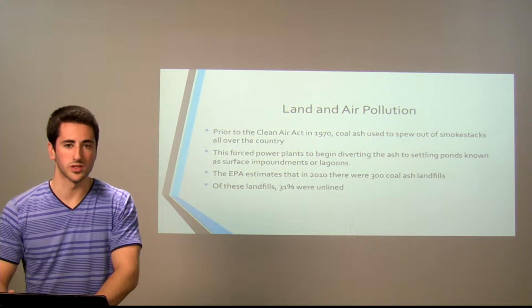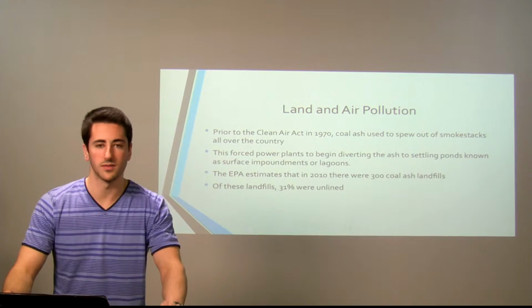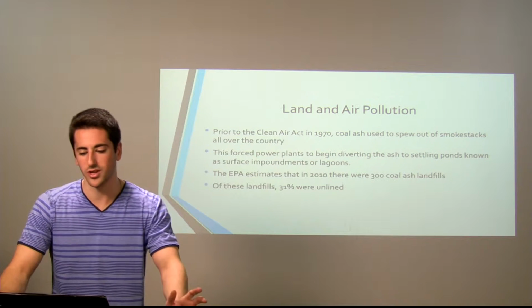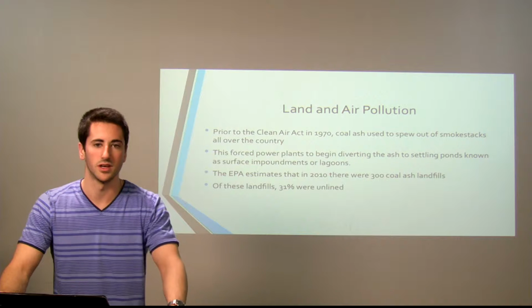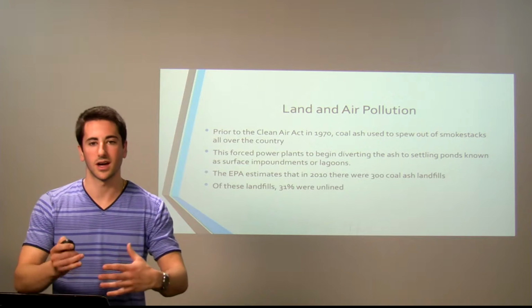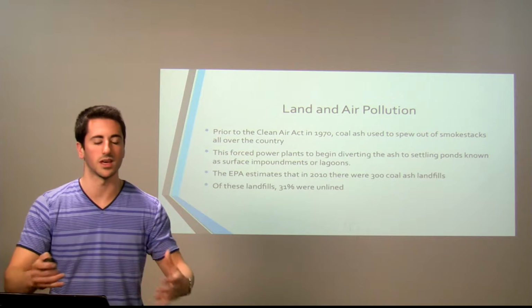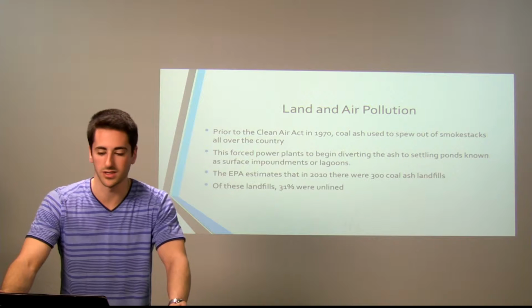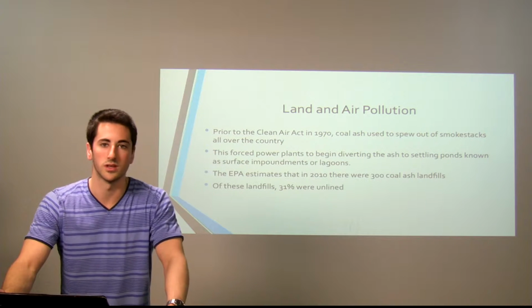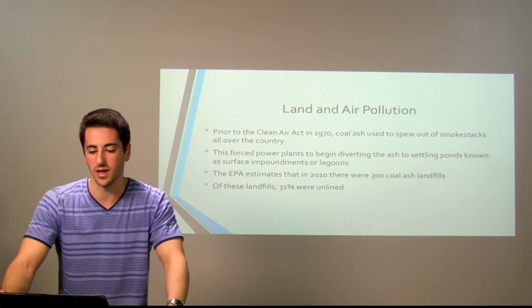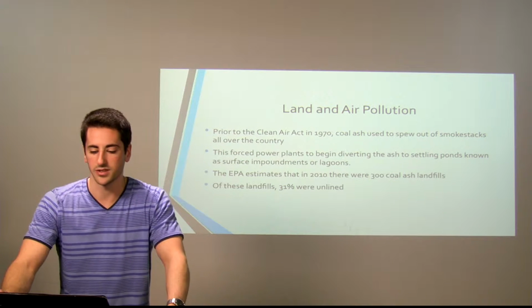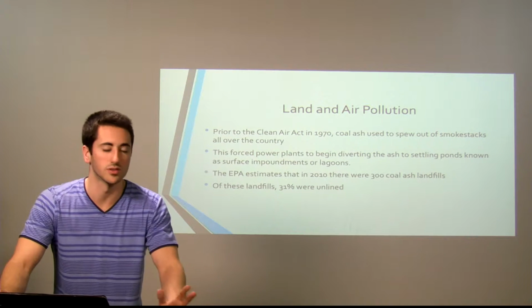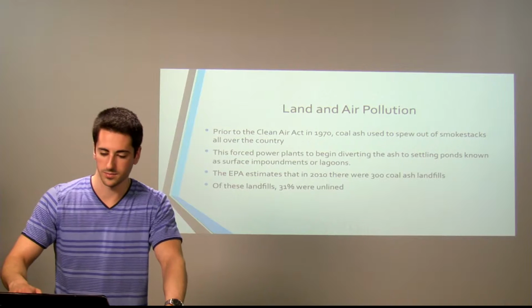So when it comes to land and air pollution, the Clean Air Act in 1970 really helped to mitigate air pollution because coal ash used to just spew out of smokestacks all over the country. Now when they moved away from air, it went more towards land to cover up for this. This forced power plants to begin diverting the ash to ponds or lagoons. The EPA estimated in 2010 that there were about 300 coal ash landfills, and about a third of these were unlined, making them more susceptible to waste spills and contaminating local environments.